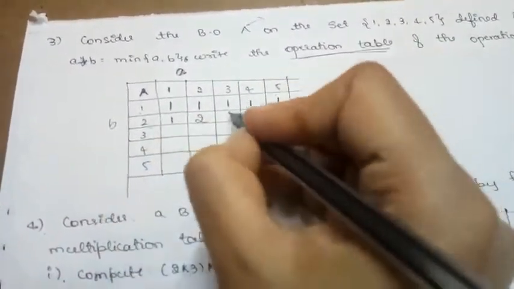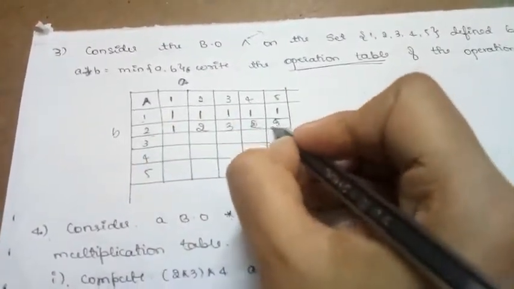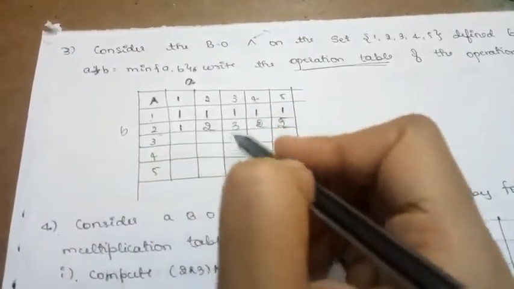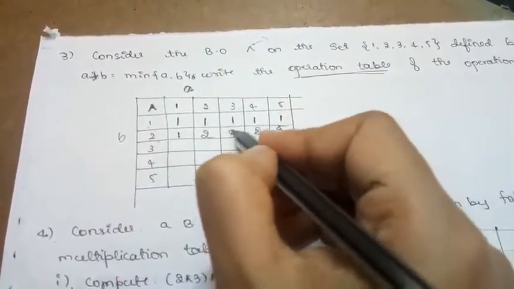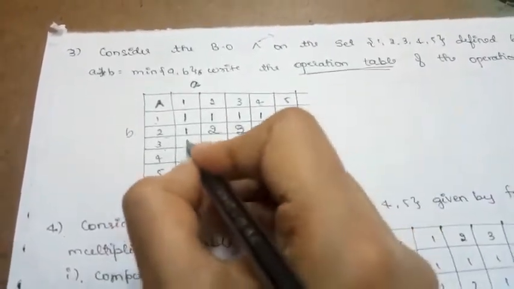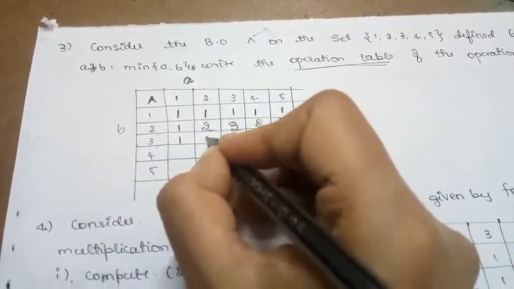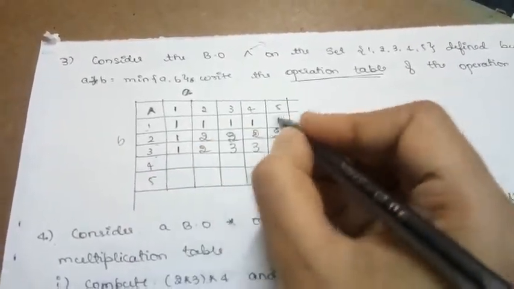2 and 3, minimum is 2. 2 and 4, minimum is 2. 2 and 5, minimum is 2. Again here, 3 and 1, minimum is 1. 3 and 2, minimum is 2, and minimum of 3 and 3 is 3. 3 and 4, it is 3. 3 and 5, it is 3.